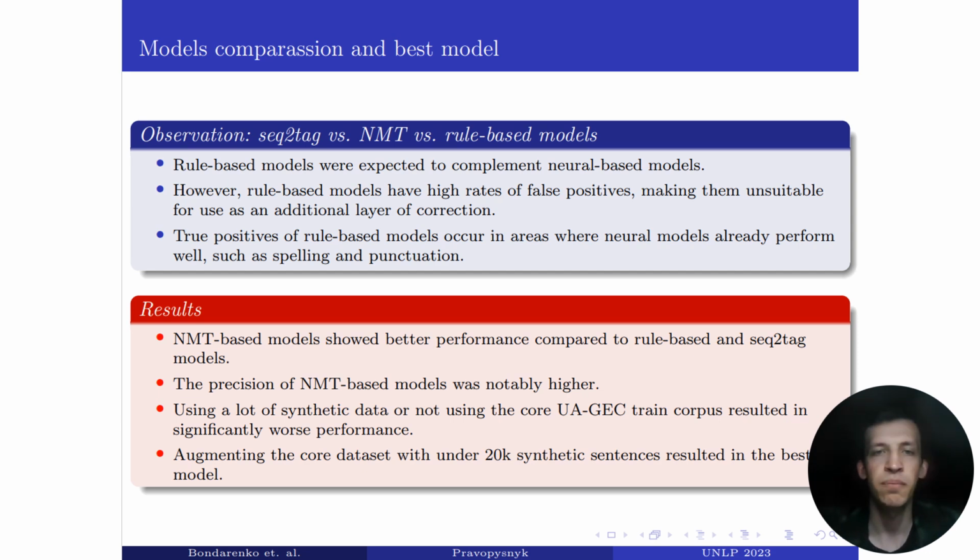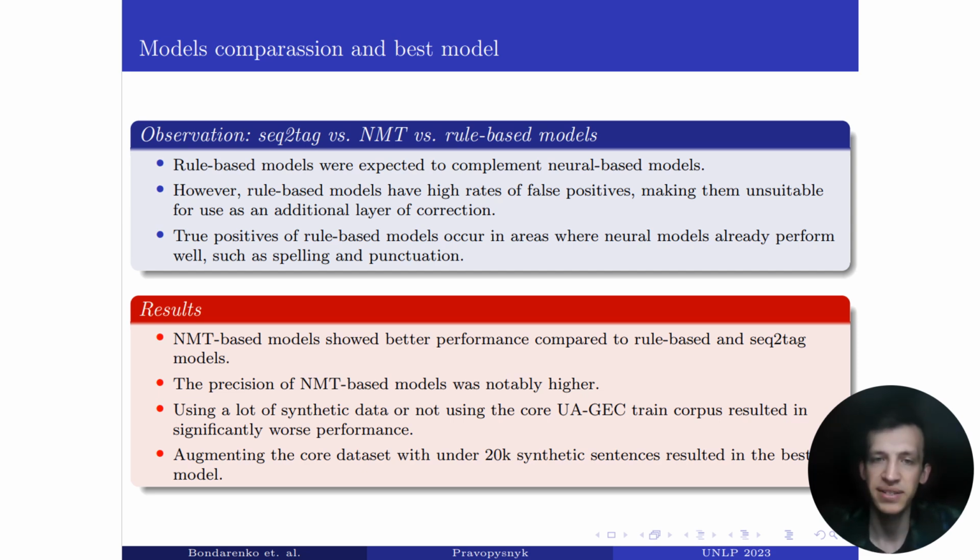Moving towards conclusions, I want to compare the performance of sequence-to-text models, NMT, and rule-based models. Initially, we assumed that rule-based models were expected to help neural net-based models by capturing the errors that neural models failed to identify. However, we found out that rule-based models still yield a high rate of false positives. We might speculate that it is due to the fact that the errors assumed to be captured by the rule-based layer are quite infrequent. Moreover, the true positives of rule-based models already occur in areas where neural networks already perform well, such as spelling or punctuation. That tells something about the results.